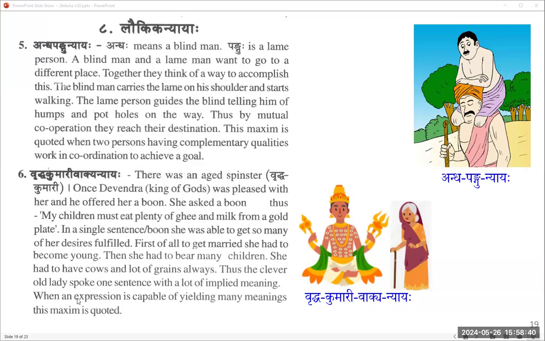I don't know whether Devendra granted that, but anyway, when an expression is capable of yielding many meanings, this maxim is quoted. Vriddha Kumari Vakya Nyaya.